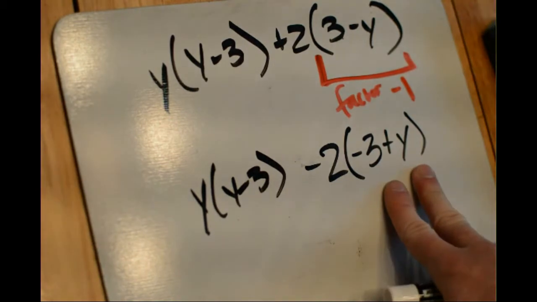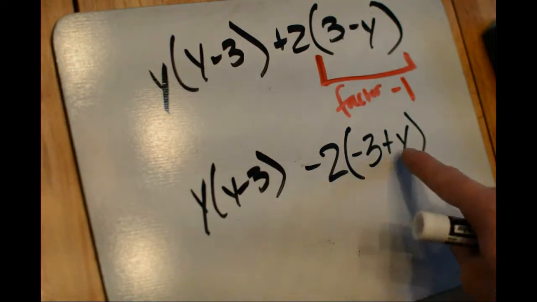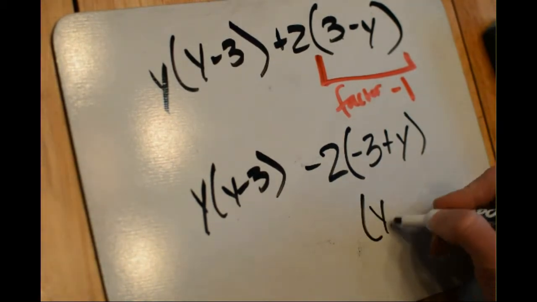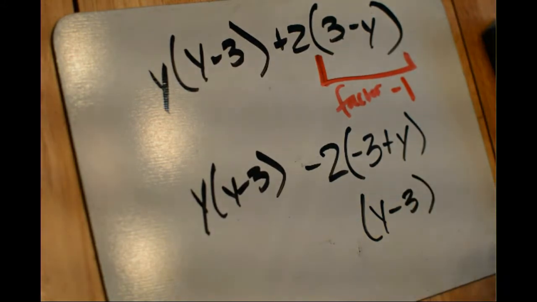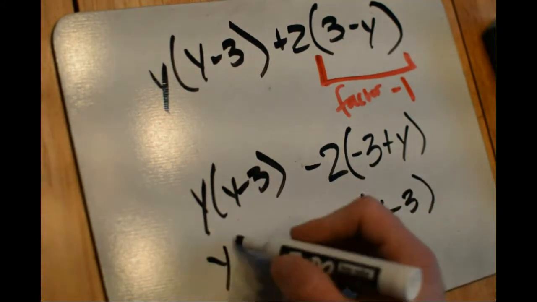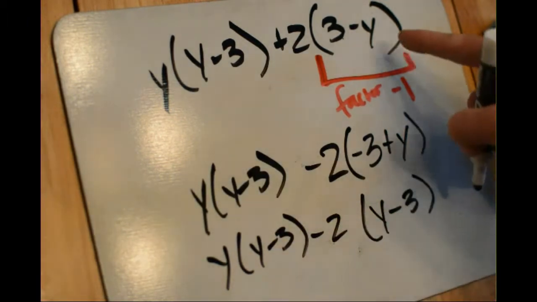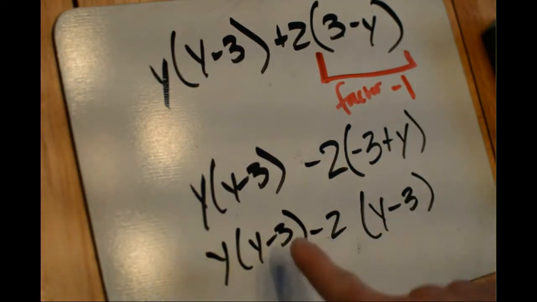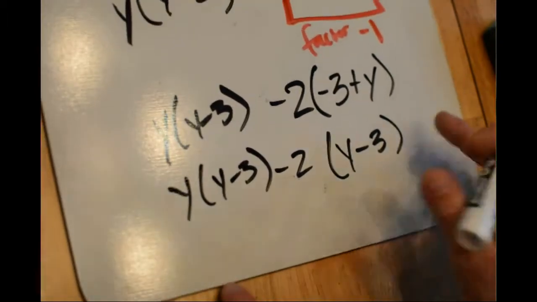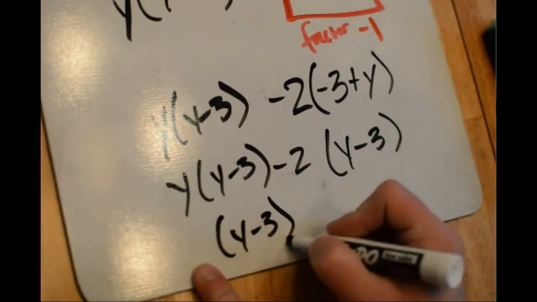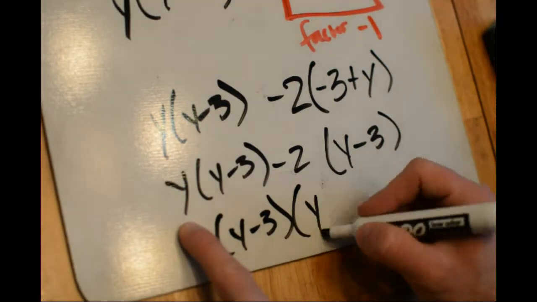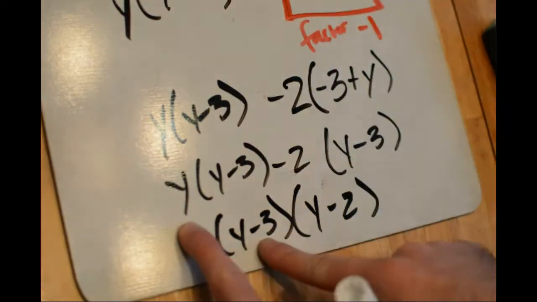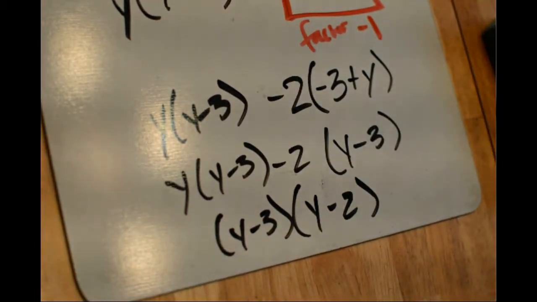And because addition is commutative, I can take the negative 3 and the y and switch those around and make that y minus 3. So by factoring out that negative 1 and changing those signs, now I have y minus 3 and y minus 3. So we'll go ahead and factor out that quantity, y minus 3, and that leaves us with y minus 2. So this factored down to y minus 3 times y minus 2.